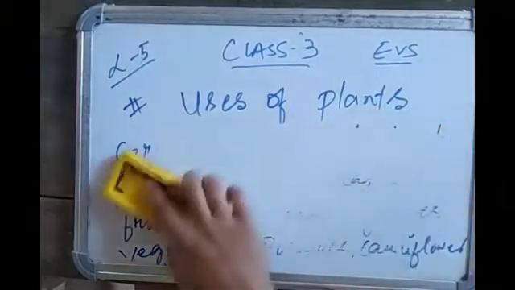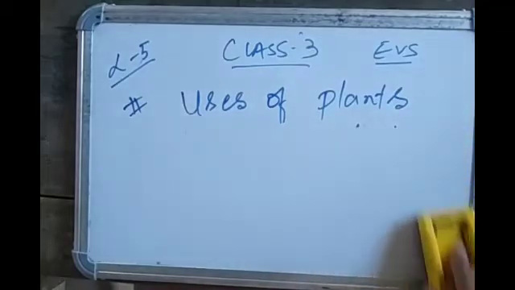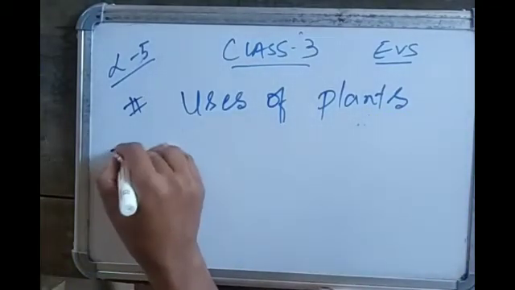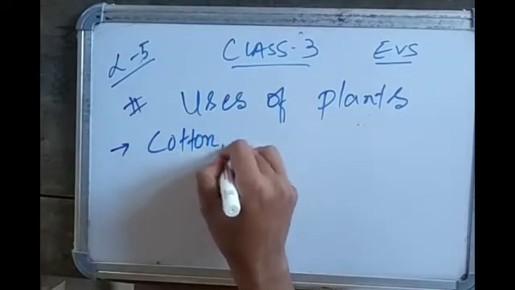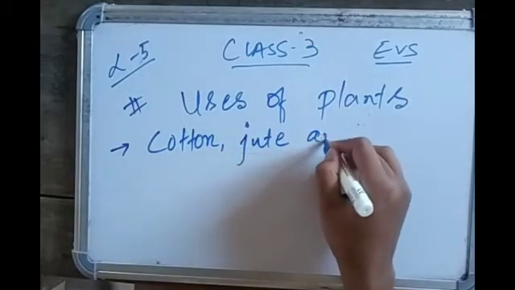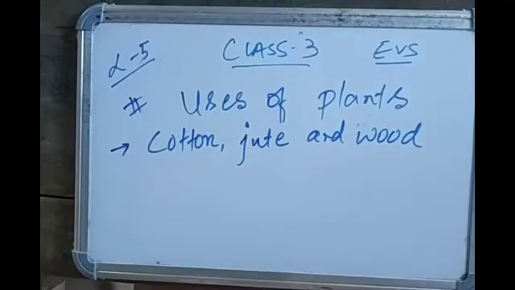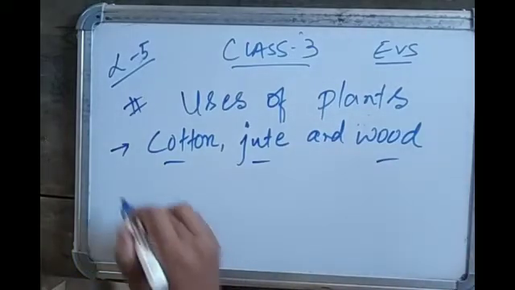That is the first point of uses of plants. The second point: plants give us cotton and jute. Wood is also obtained from plants, from which different items are made.